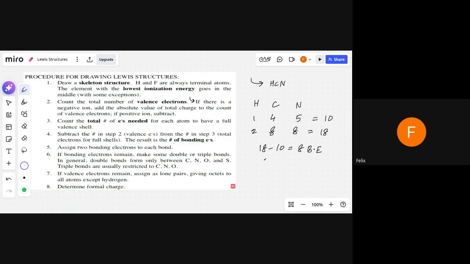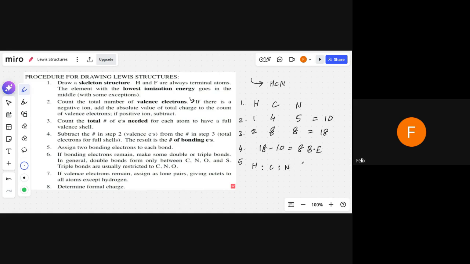Now we assign, so rule number 5. Let me just write: this is rule number 1, where we draw the skeleton structure. This is rule number 2, we are counting the valence electrons. This is rule number 3, we are counting the total electrons needed. This is rule number 4, where we calculated the bonding electrons. Now rule number 5: assign 2 bonding electrons to each bond. So I assign 2 electrons between hydrogen and carbon, and 2 between carbon and nitrogen, right?